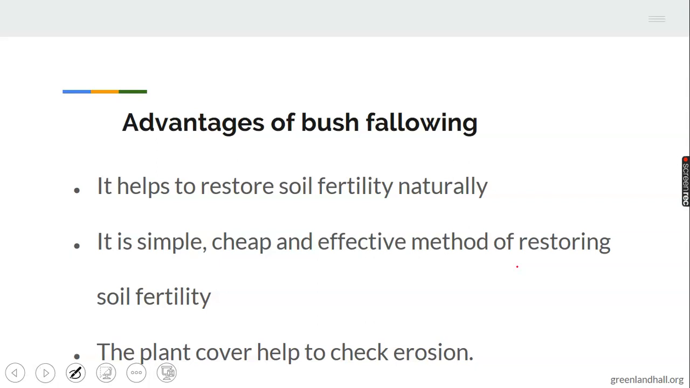Let's see the advantages. It helps to restore soil fertility naturally. No fertilizer is added. No farmyard manure is added. The fertility of the soil is restored naturally. It is a simple, cheap, and effective method of restoring soil fertility. The farmer does not need to buy fertilizer or any form of inorganic manure.